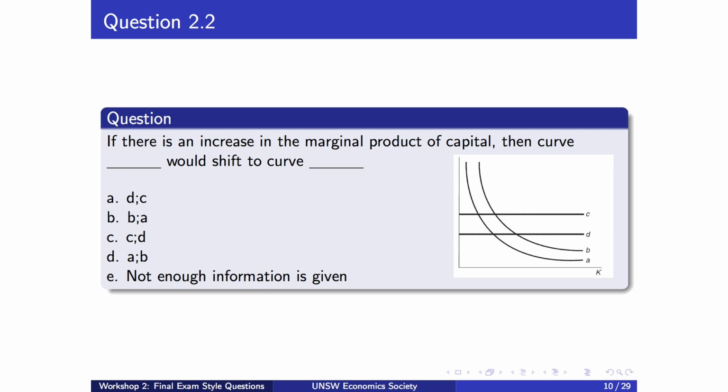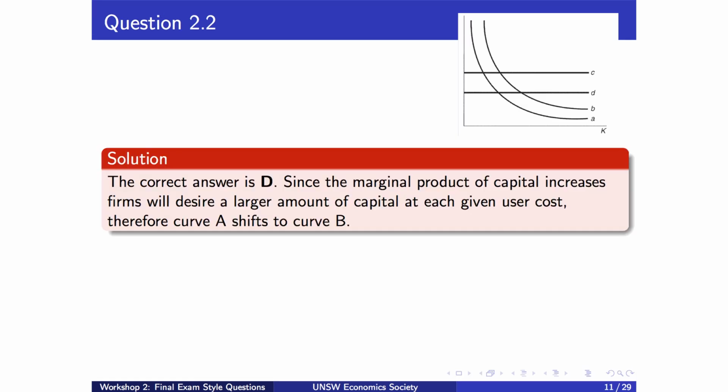Question 2.2. If there is an increase in the marginal product of capital, then curve blank will shift to curve blank. The correct answer is D. Since the question specifies that it is marginal product of capital which is being affected, we are considering curves A and B. Hence, we can cross out options A and C. As the marginal product of capital increases, firms will want a larger amount of capital at each given user cost. Therefore, curve A shifts to curve B.